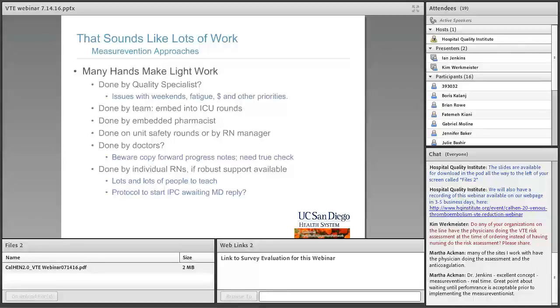The individual nurses, there's nothing wrong with nurses, but if you have to train all the nurses in your entire hospital to do this, it's just way too many people for it to be reliable. And so it's helpful to have more of a core team of measurementionists rather than everybody trying to do it.